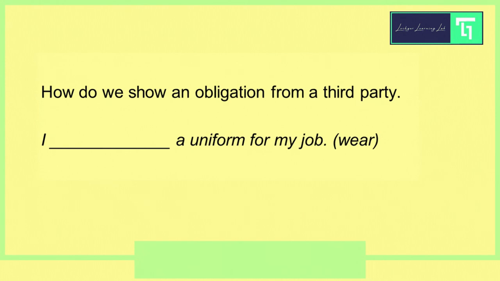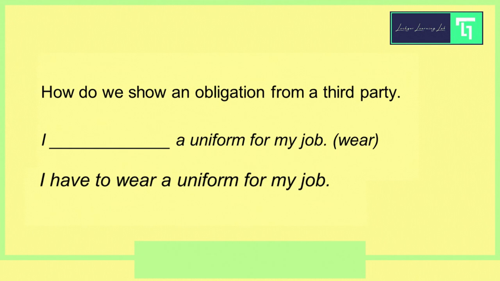What about when we want to show obligation from a third party? Okay, maybe it's a rule at work or something that's not directly from one speaker to another. So here we've got ___ a uniform for my job, okay, and the verb is wear. Now here we'd have to use have to, okay? I have to wear a uniform for my job, because here it's not the speaker who's telling me to do this, it's another person. It's like the company where I work has a rule and I have to follow that rule, all right? So it's like a third person involved in this.